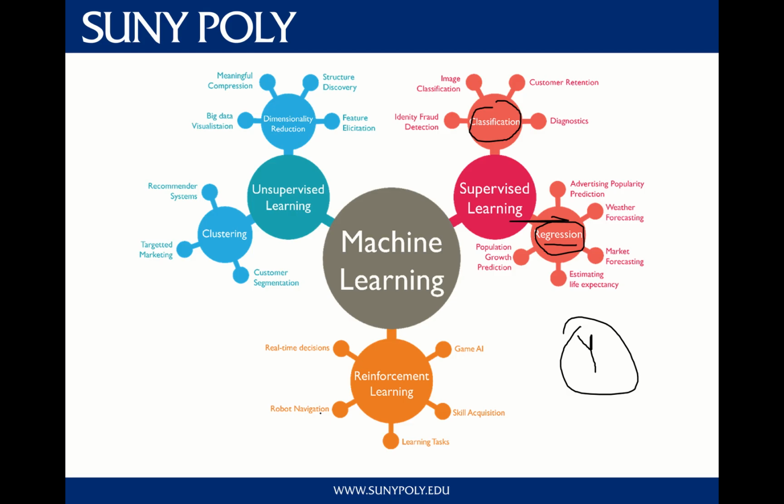Reinforcement learning, we already mentioned this type of learning, and it's used in games, also in real-time decisions. And now with self-driving cars, they use these technologies for sure.